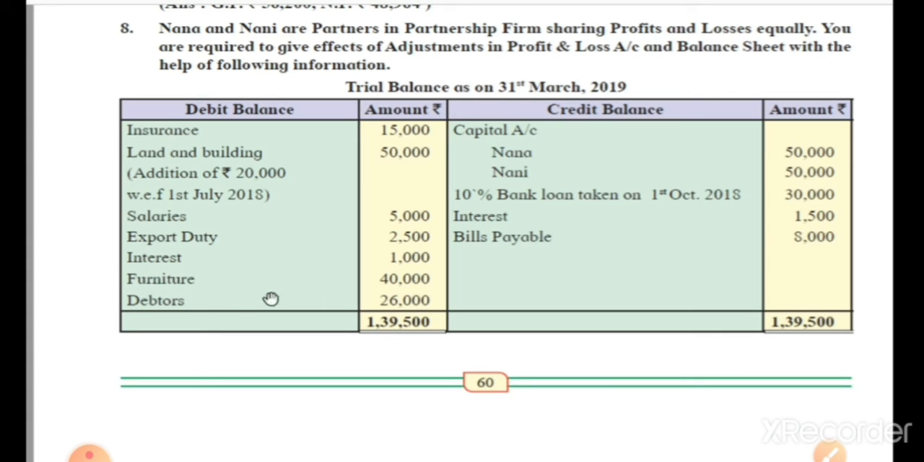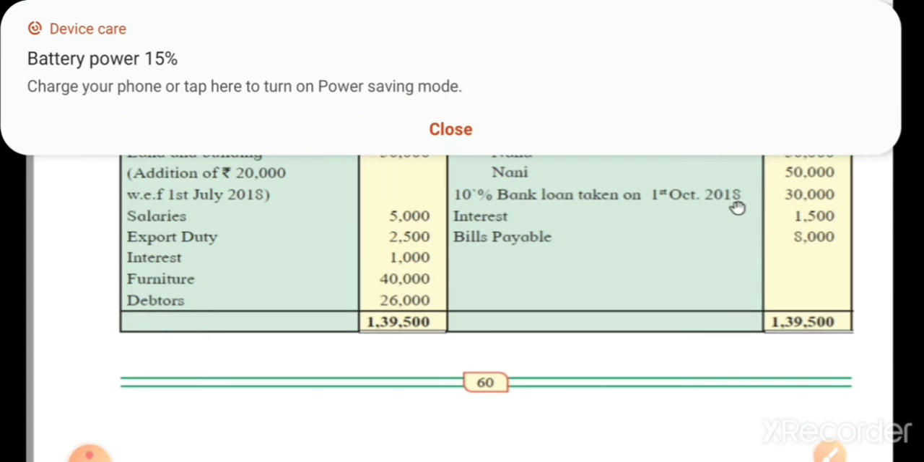Then furniture 40,000, debtors 26,000, and total of the debit balance is 1,39,500. Now we see the credit balance list. Capital account of Nana 50,000, capital account of Nani 50,000. Next item, that is a 10% bank loan taken on 1st October 2018, and amount is 30,000.